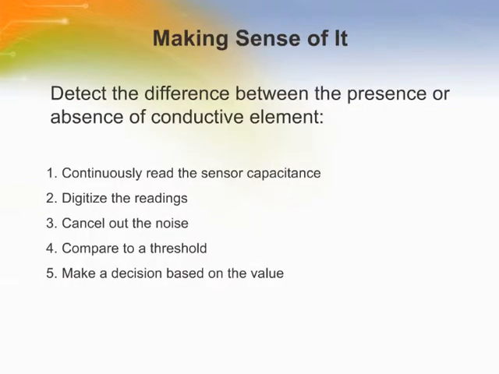Going back to why capacitive sensing is used in the first place, we can begin to see what a capacitive sensing solution will need to have. At the most basic level, a solution needs to be able to detect the difference between the presence and absence of a conductive element such as a finger. In order to do so, the sensor capacitance, or Cx, must be continuously measured. This measurement will need to be digitized into a format that can be calculated, and finally decisions can be made depending on this digital data. So, how do you measure the sensor capacitance?